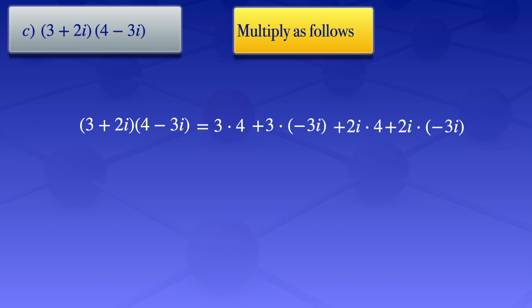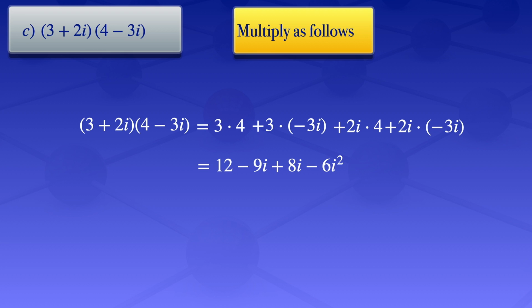What is left now is to simplify. The 3 times 4 is 12. 3 times minus 3i is minus 9i. 2i times 4 is 8i. And then 2i times minus 3i gives us minus 6i squared. So we have 12 minus 9i plus 8i, but at the end we have minus 6i squared.